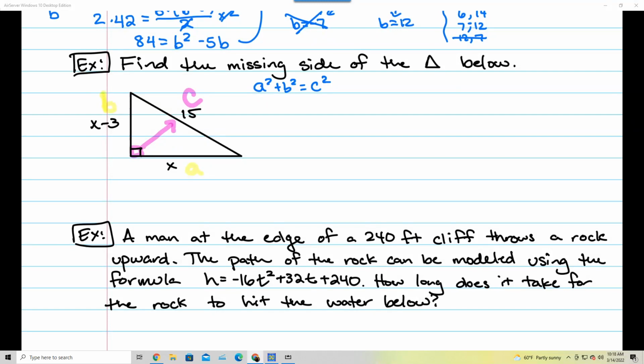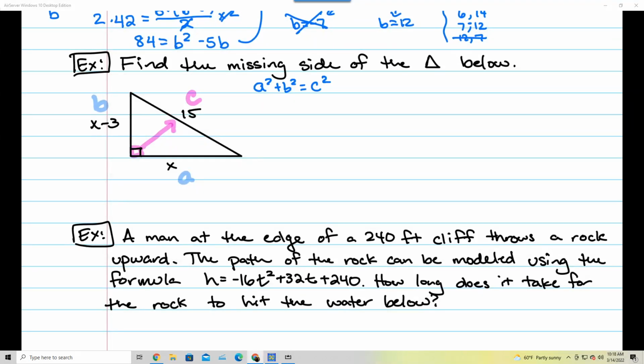Probably should have used a different color because you cannot see that at all. So let's try that again. This one's definitely my C, and I'm going to use this one as my A, and I'll use this one as my B. The A and the B can be switched. The C definitely needs to be the 15.